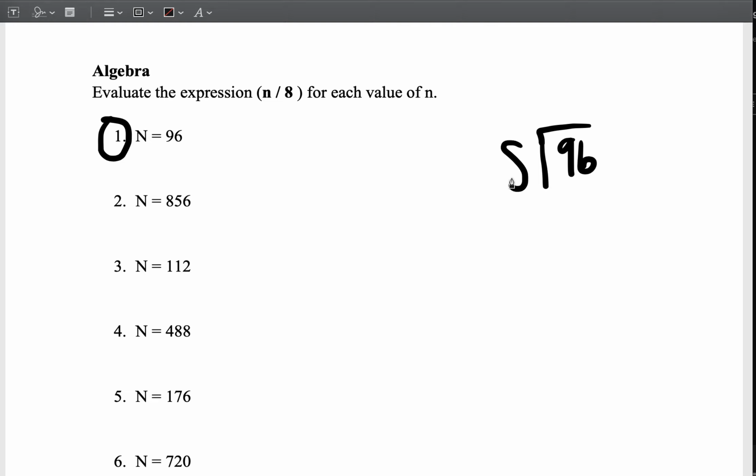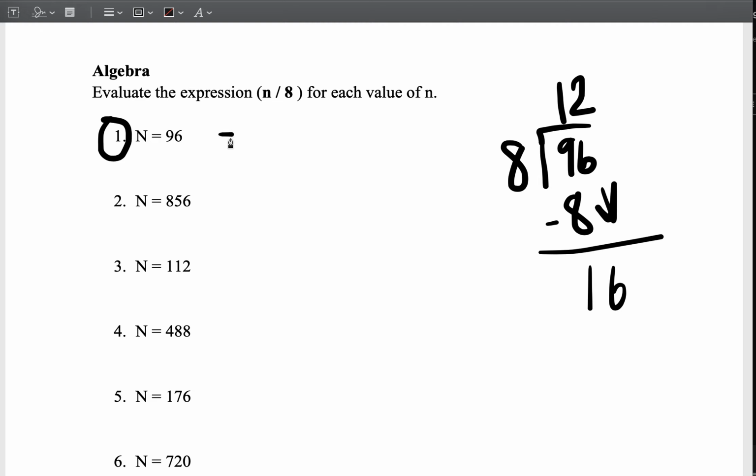So we know that if you know how to divide, 8 goes into 9 one time. Subtract 8 and you get 1. Bring down the 6. 16. 8 times what equals 16? 2. So the answer to the first one is 12. Basically just dividing. Let's do one more.